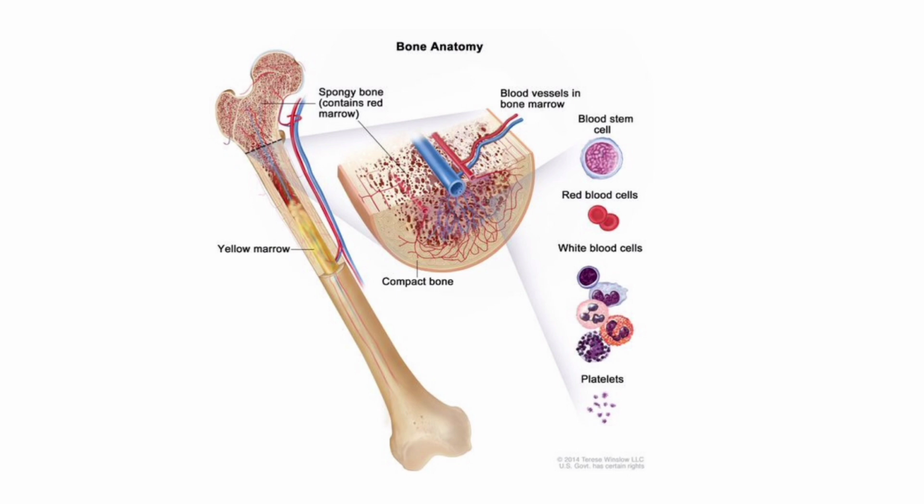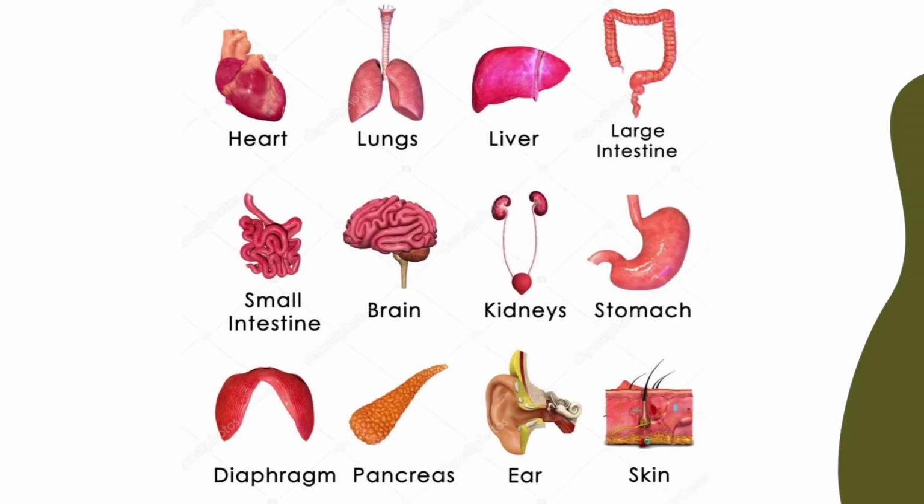Now this is your bone tissue. You can see it's made up of spongy parts and a bone marrow, with the compact bone part and the yellow marrow. Okay, quickly we move on to the organ level.